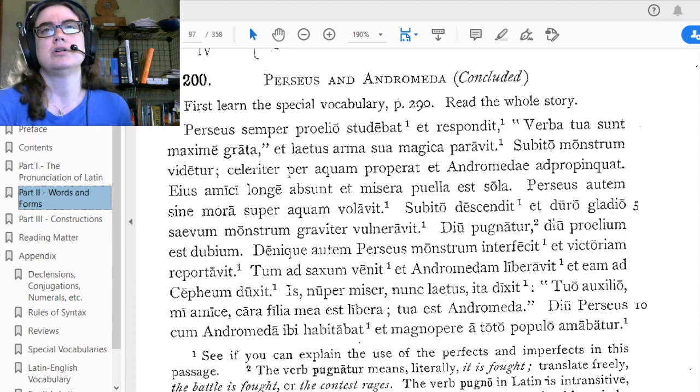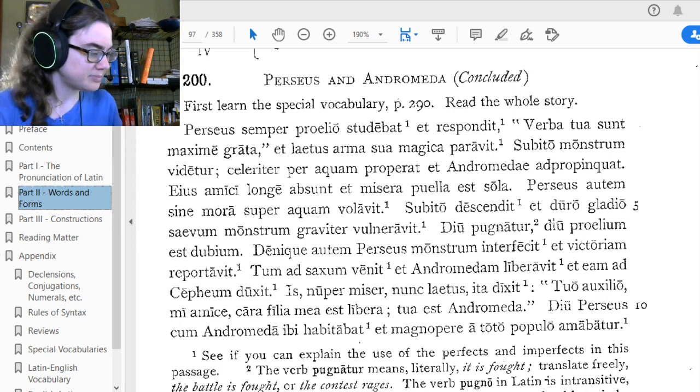Diu pugnatur, diu proelium est dubium. Denique autem Perseus monstrum interfecit, et victoriam reportavit. Tum ad saxum venit, et Andromedam liberavit, et eam ad Cepheum duxit. Is, nuper miser, nunc laetus, ita dixit, tuo auxilio, mi amice, cara filia mea est libera, tua est Andromeda. Diu Perseus cum Andromeda ibi habitabat, et magnopere a toto populo amabatur. The end.